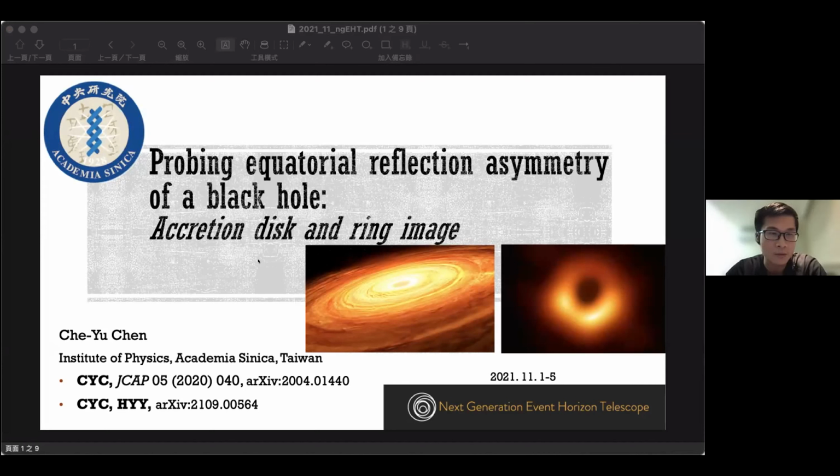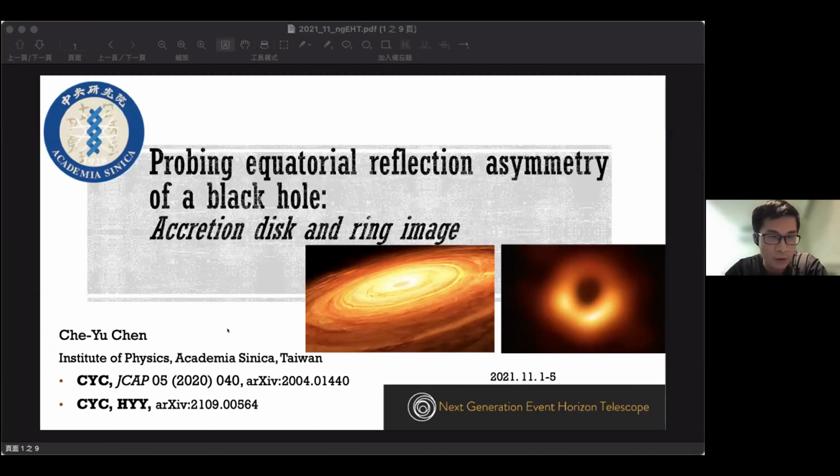So hello everyone, my name is Chen from the Institute of Physics, Academia Sinica in Taiwan. And the content of the talk is essentially based on these two papers. The first one was published in JCAP last year, and the other one is collaborated with Xiangyi Karen Yang from National Tsinghua University in Taiwan. And the paper is already on arXiv, and you can see the arXiv number over here.